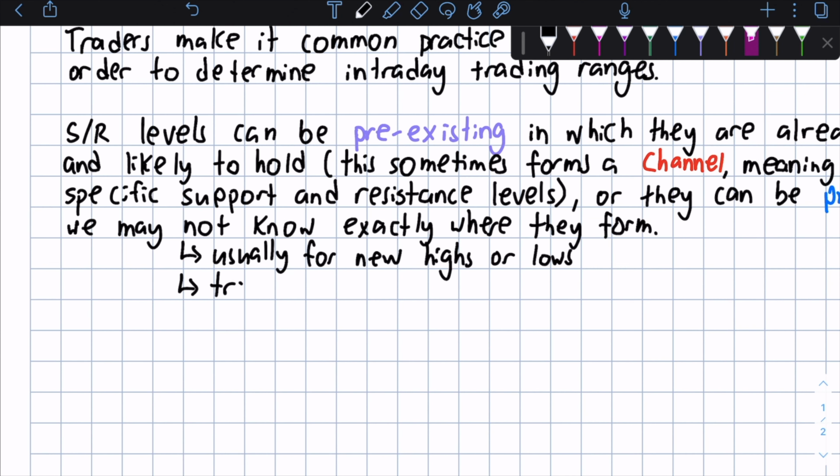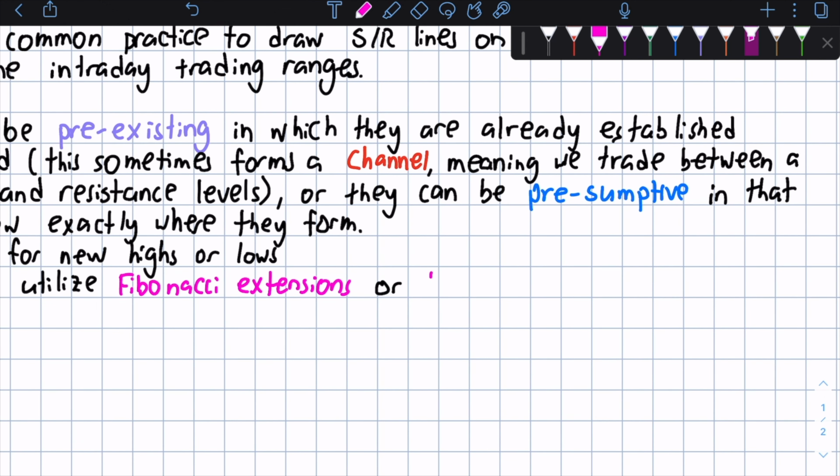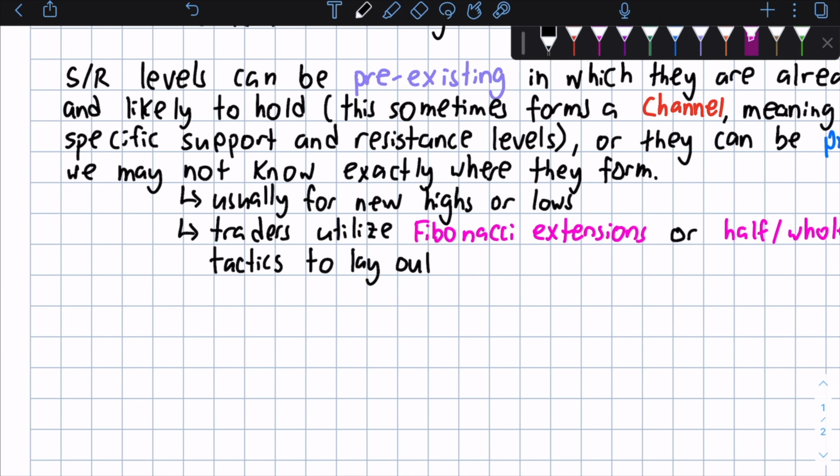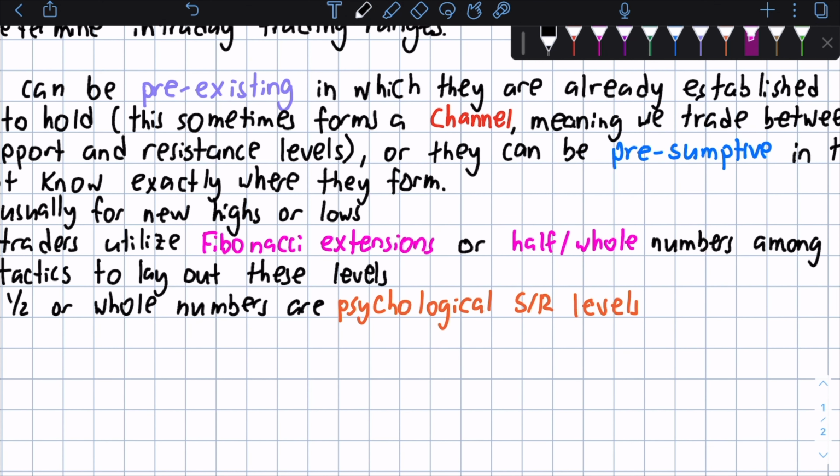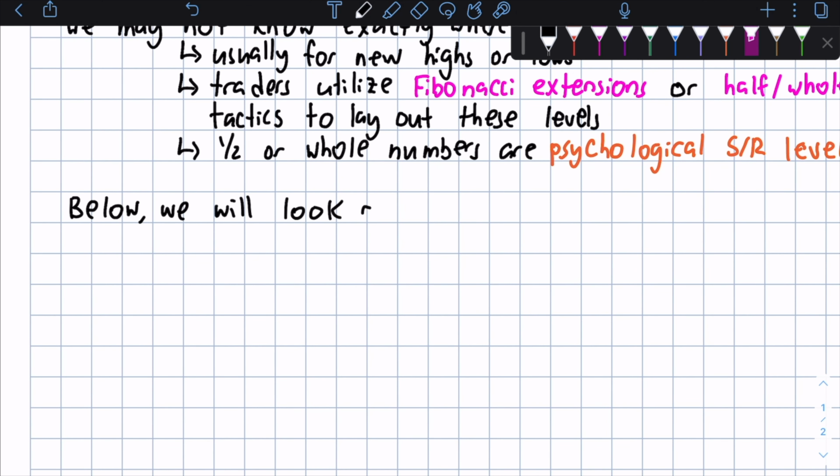And this is usually for new highs and lows, and traders utilize various tools such as Fibonacci extensions or retracements, but also psychologically challenging price levels, such as half or whole numbers. We'll also take a look at how to draw some support and resistance levels.